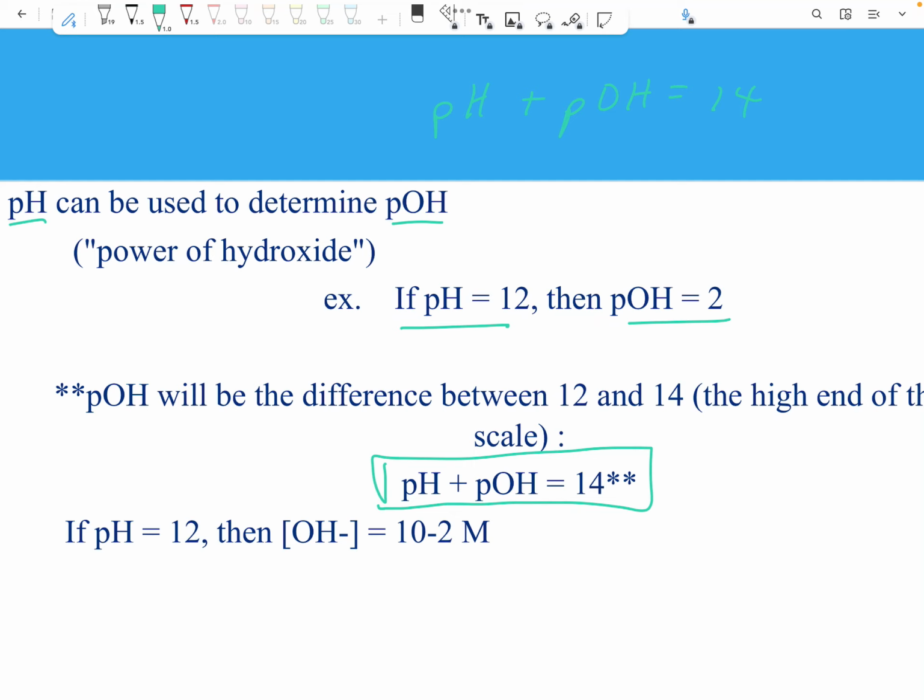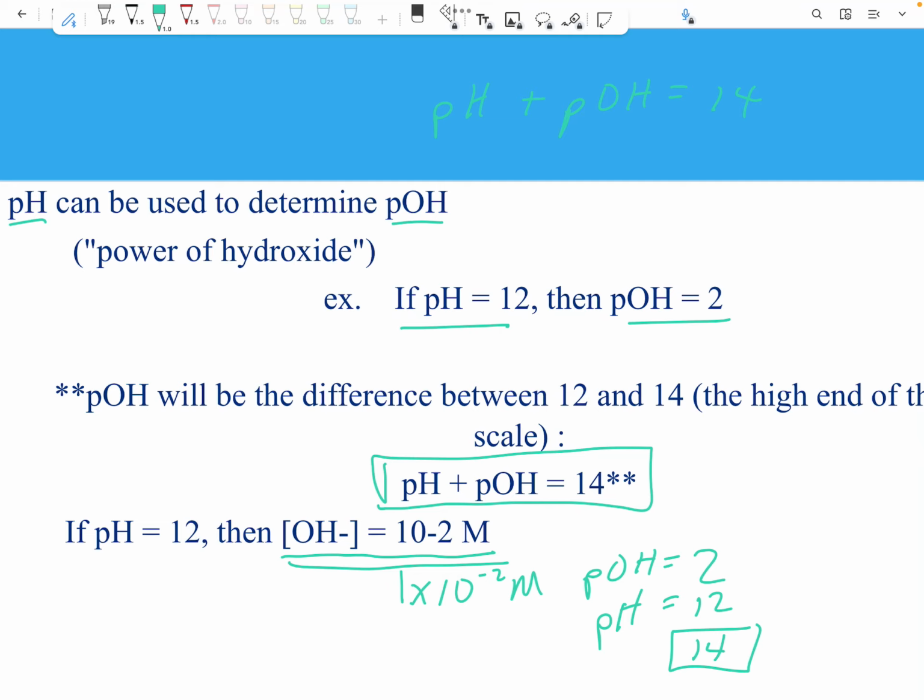Now here's another problem. If the hydroxide ion concentration of a solution is 1 times 10 to the minus 2 molar, then what we can say is that the pOH is going to equal 2. Get my math right. So if the pOH is going to equal 2, and the pOH and the pH have to add up to 14, then pH is going to equal 12, because they both have to add up to 14.